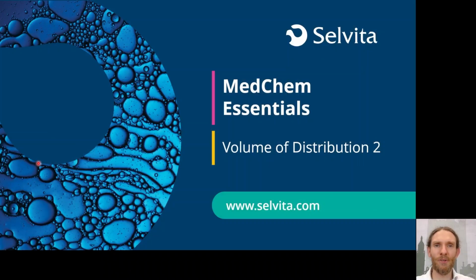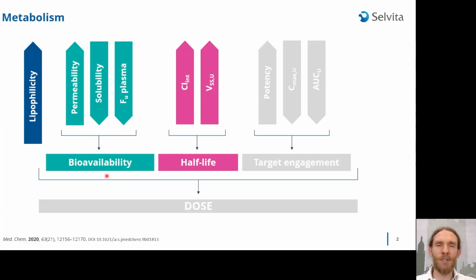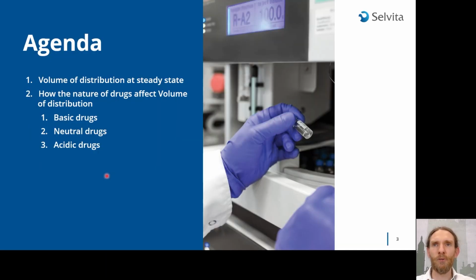Today we continue talking about volume of distribution. This is part of the second large block of our course related to half-life. Today we'll start with the introduction of the term volume of distribution at steady state, then we'll move into the discussion of how the nature of the drugs affects volume of distribution, in particular basic, neutral, and acidic drugs.